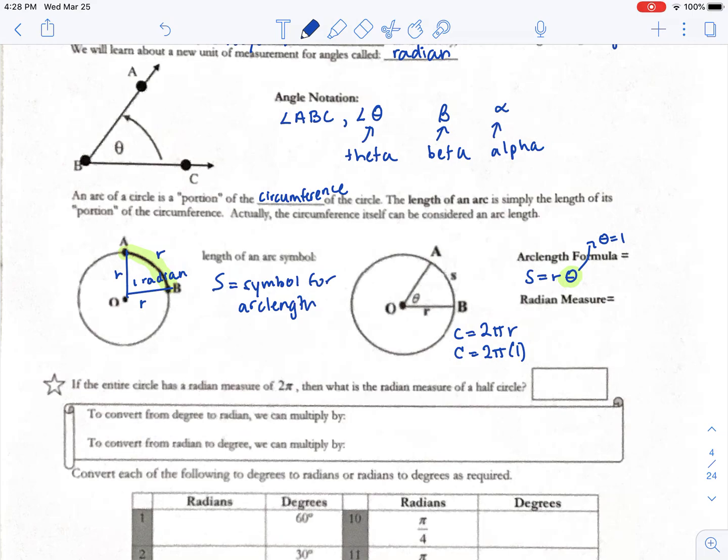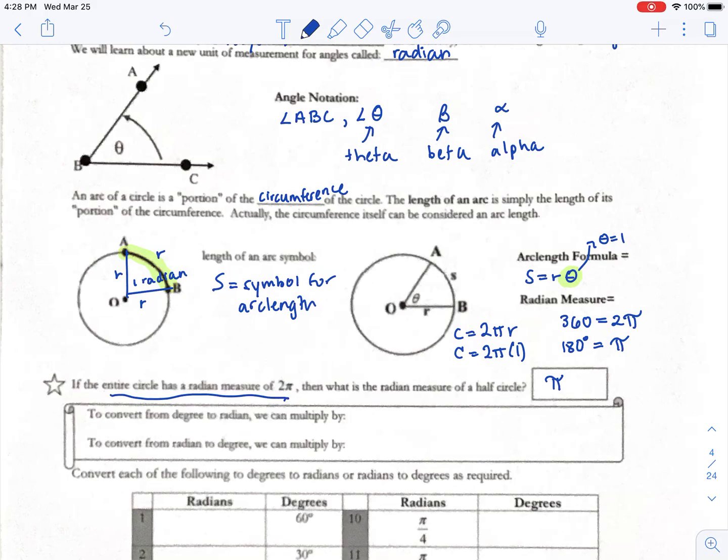Now we get that the radian measure of what we've previously associated with a full revolution of a circle being 360 degrees is equivalent to 2 pi. So the entire circle has a radian measure of 2 pi. Then what is the measure of half a circle? If I divide both sides by 2, the 180 degree revolution is equal to pi. So we're going to fill in that box. That's going to be a key conversion factor for us.